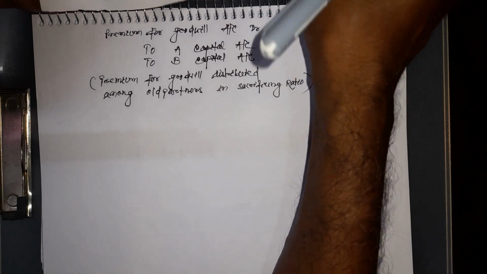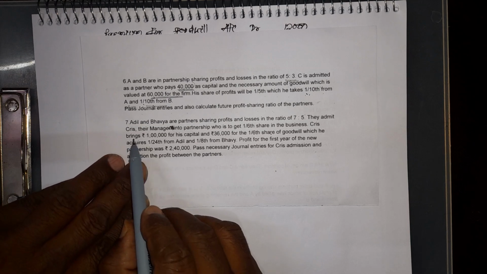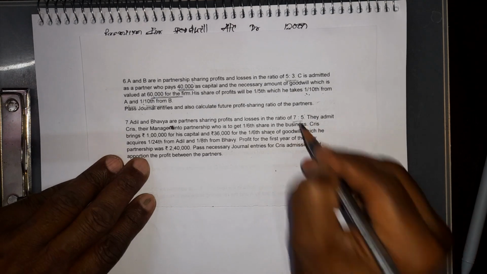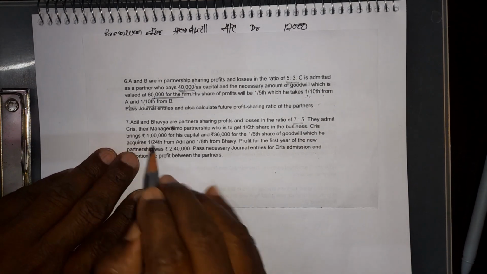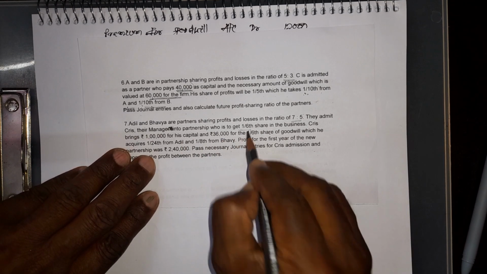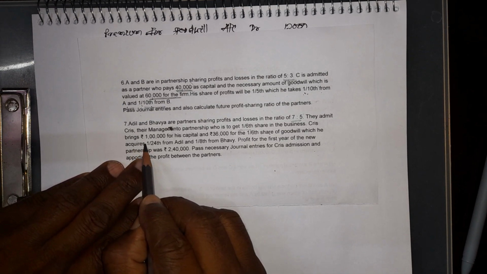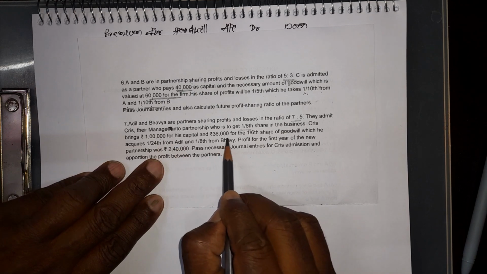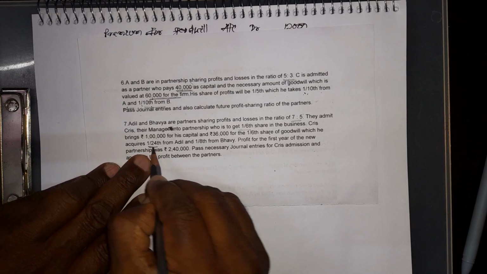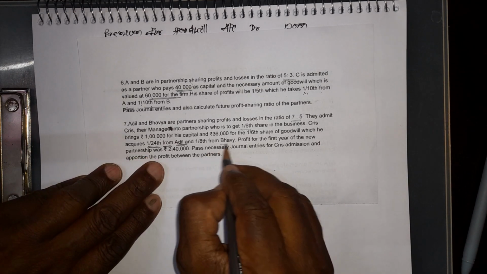Clear? So let me explain one question more. Next question, here it is written, Adil and Bhavya are the partners sharing profit and losses in the ratio of 7:5. This is their old profit sharing ratio. They admit Chris, their manager, into the partnership, who is to get 1/6 share in the business. Already mentioned. Future profit 1/6. Chris brings 1 lakh for his capital and 36,000 for 1/6 share of goodwill, which he acquired 1/24 from Adil and 1/8 from Bhavya.